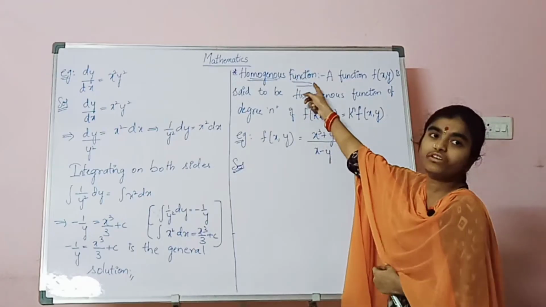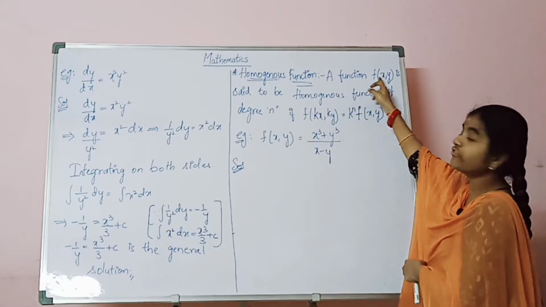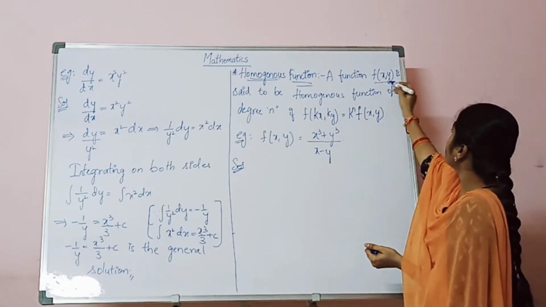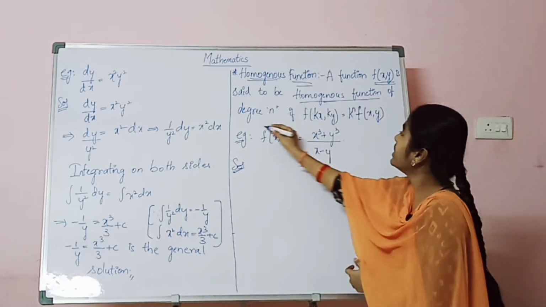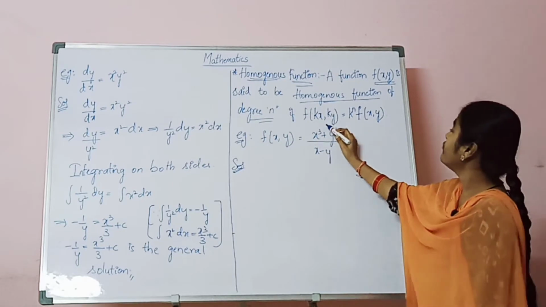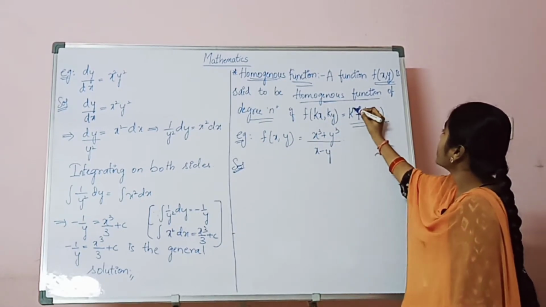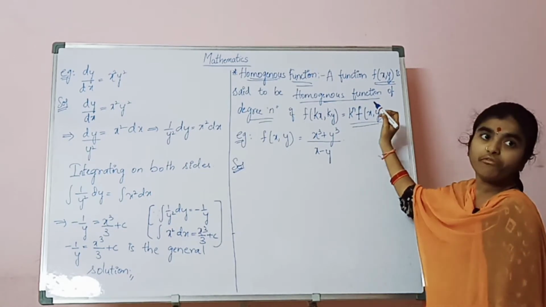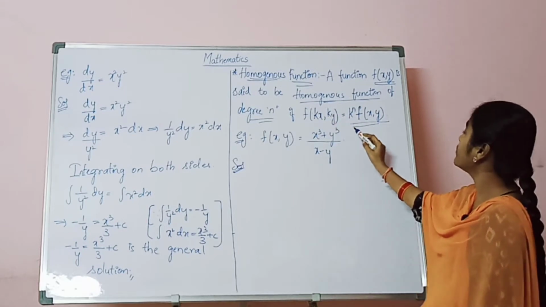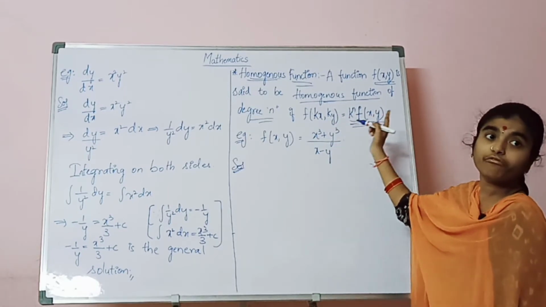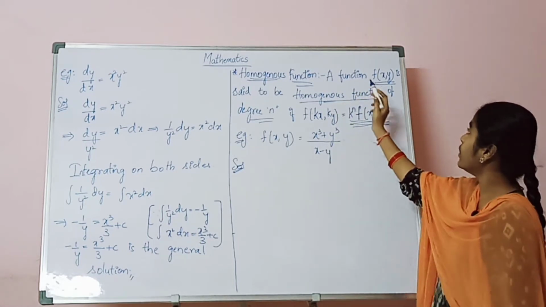This topic is homogeneous function. What is a homogeneous function? When do we say the function is homogeneous? A function f of x comma y is said to be a homogeneous function of degree n if f of kx comma ky equals k power n into f of x comma y. If f of kx comma ky equals k power n into f of x comma y, then we can say that the function is a homogeneous function.